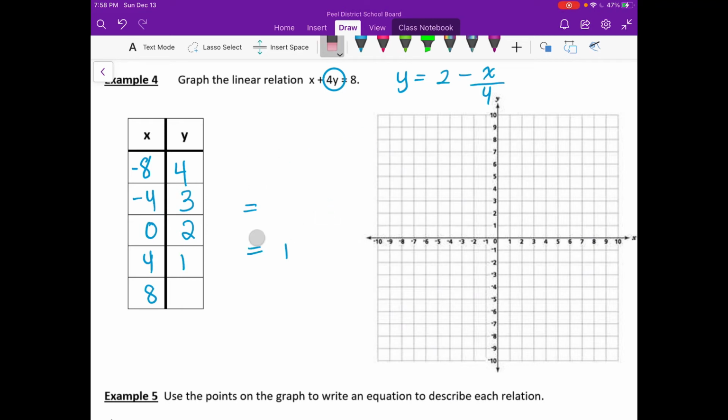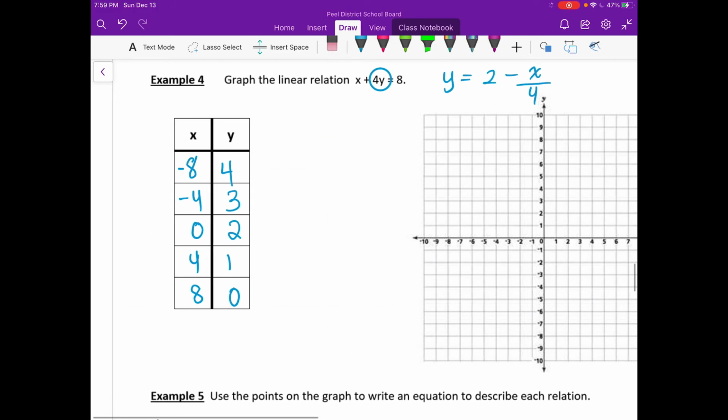And this is why when we're doing math, we are not concentrating on other things like I was. 2 minus 8 over 4, and make sure that 8 stays in brackets. 8 divided by 4 is just 2. 2 minus 2 is 0. Alright, so that's my answers right there. So 4, 3, 2, 1, 0.